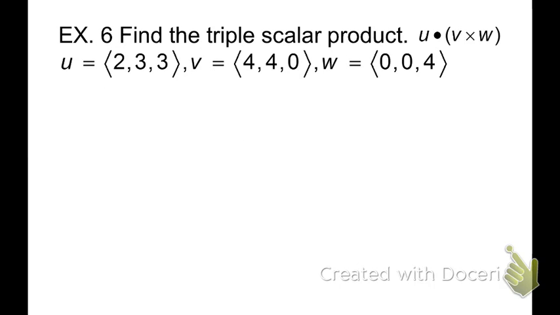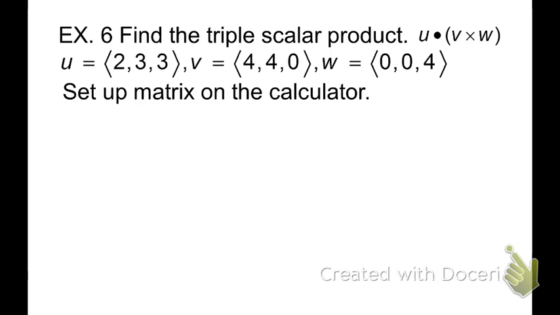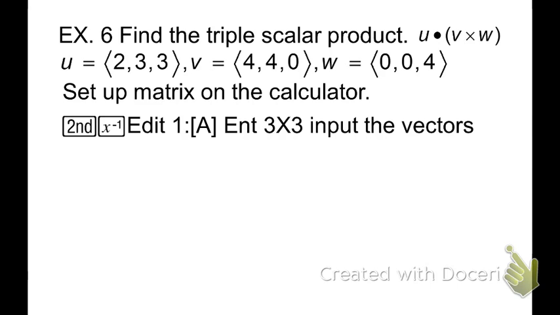Okay, so on number 6, we're going to find the triple scalar product, which is technically the same process that we've been using to find the cross product between 2 vectors, but this time we're going to put 3 vectors in a matrix, and we're going to let the matrix do the work. Our calculator won't do it with i's, j's, and k's. That's why we have to do the cross product by hand. But for the triple scalar product, we can set this up as a matrix in the calculator.